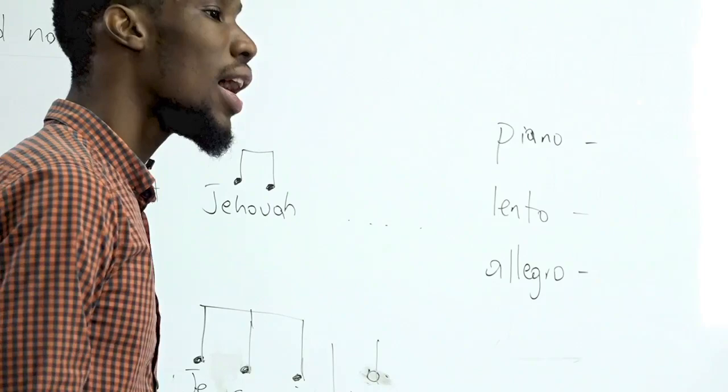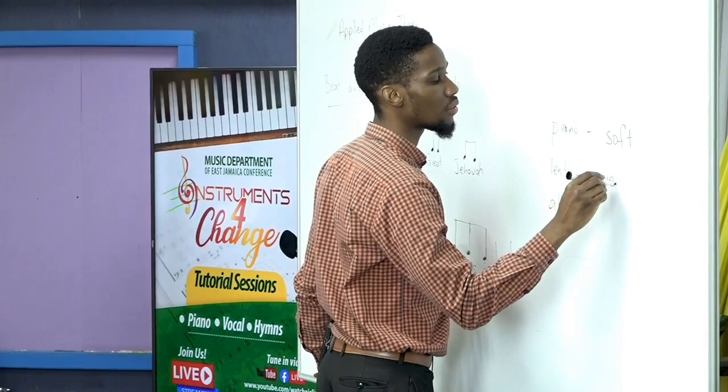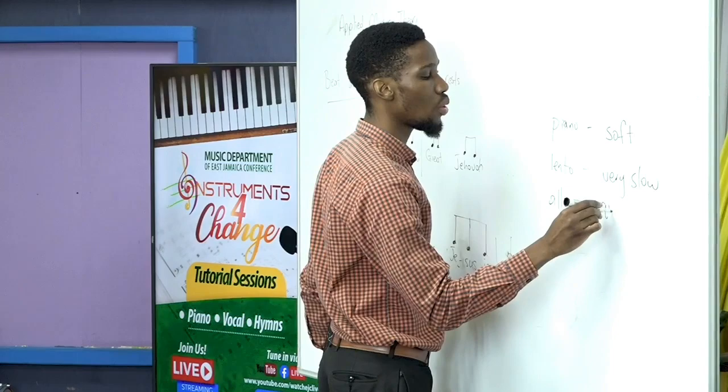Time is up. Piano is soft, lento is very slow, and allegro is quick or fast.